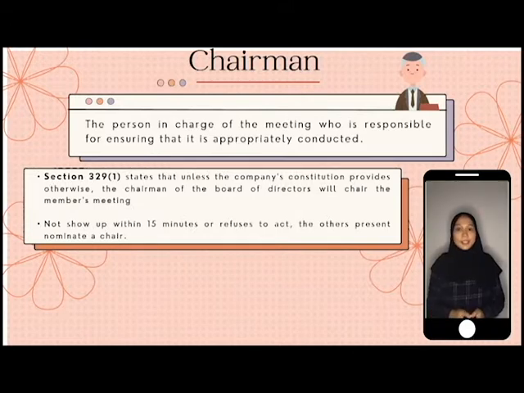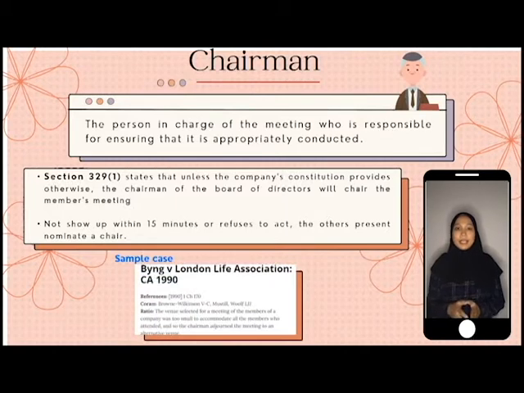The related case is Byng v. London Life Association, 1990. In this case, the chairman has the authority to adjourn the meeting, but this authority must be employed in good faith. For example, where there is unruly conduct which disrupts the meeting and prevents its continuation.